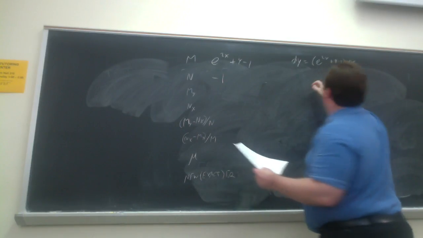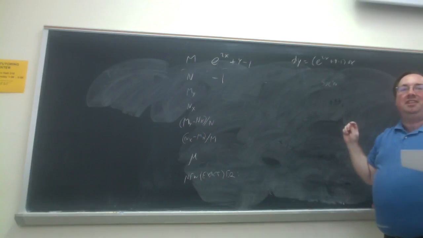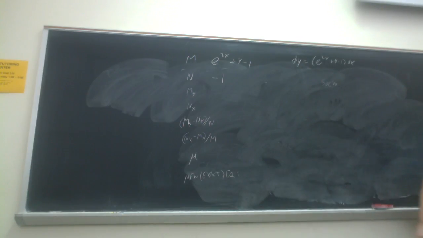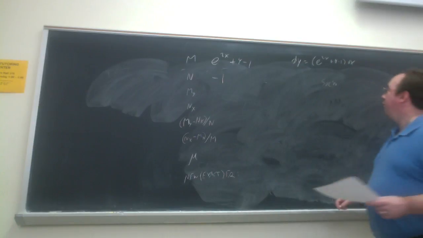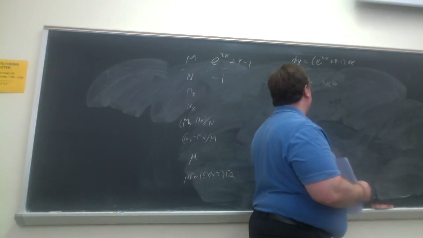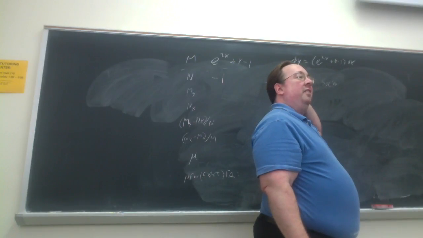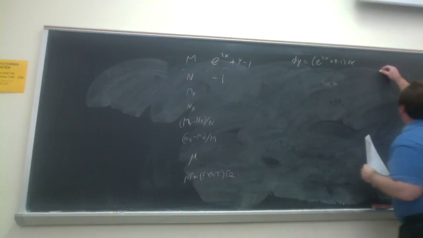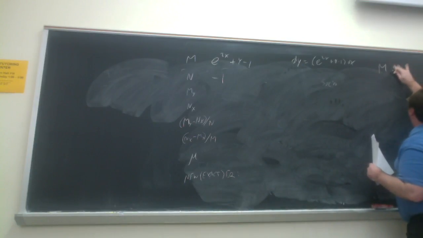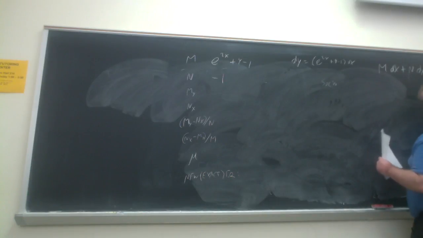Now you have a choice. You can either move this to the other side or move this to the other side. How is that whole thing M? Well, it's whatever's multiplying dx, because what's written is dy/dx equals this. I just multiplied both sides by dx. So your equation is in this form: M dx plus N dy is 0.